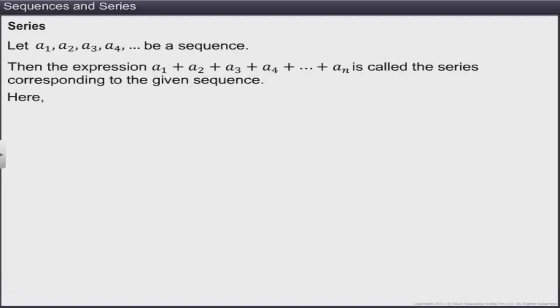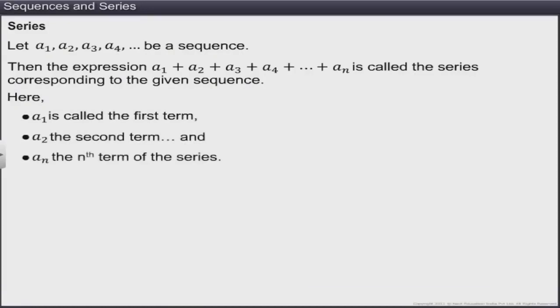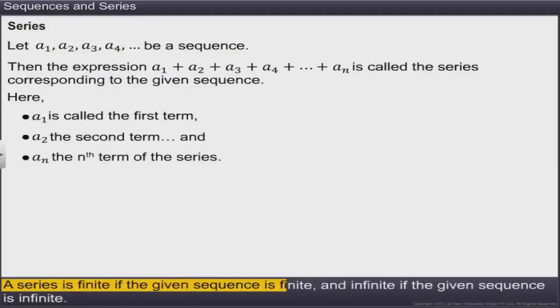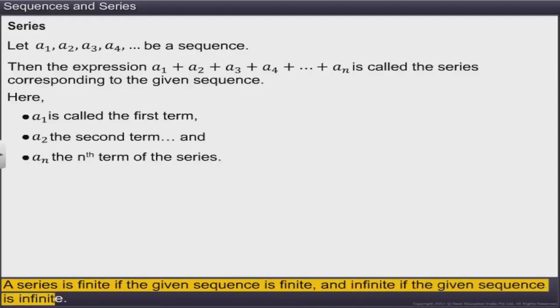Here, A1 is called the first term, A2 the second term, and AN is called the nth term of the series. A series is finite if the given sequence is finite, and infinite if the given sequence is infinite.